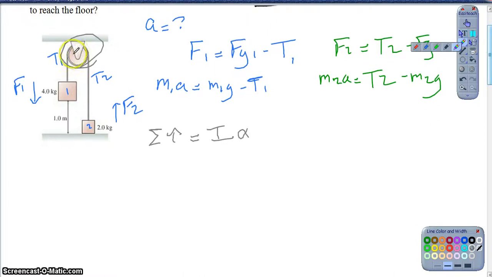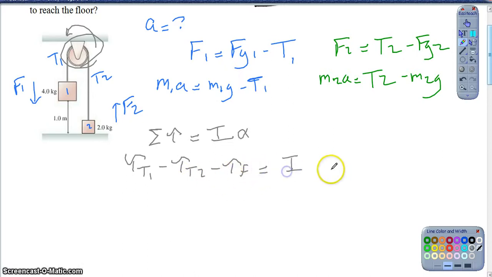So let's break this down though, right? If I think about this again, the pulley is going to be rotating, in this case counterclockwise, and what that tells me is the torque from T1 has to be greater than the torque from T2. So I know that I'd have T1, the torque of T1 minus the torque of T2. But again, I also have the torque of friction, which is working against the motion, so I need to subtract that guy as well. And then over here with the moment of inertia, moment of inertia times alpha.